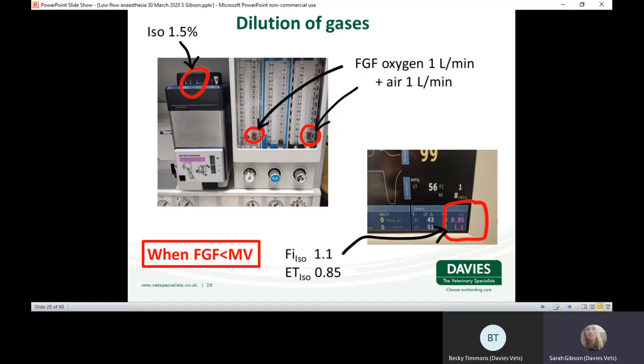So I want to show you how the gases get diluted, as we will need to allow for this in how we do our low flow anaesthesia. So when the fresh gas flow rate is less than the minute volume of the patient, the concentration delivered by the anaesthetic machine will be different to that inspired by the patient. So remember, the minute volume is the volume inhaled in a minute. So for a 30 kilogram dog is 6 litres per minute. So in this example, the total fresh gas flow rate is 2 litres per minute, and the isoflurane is set at 1.5%. However, on the monitoring, we can see that the inspired isoflurane is only 1.1% and the end tidal isoflurane is 0.85%. This is lower than we might expect from looking at the vaporiser setting.